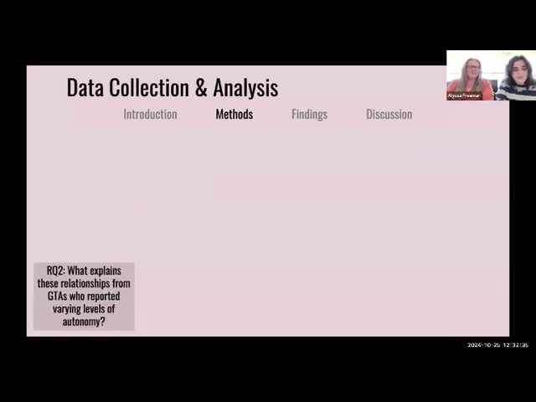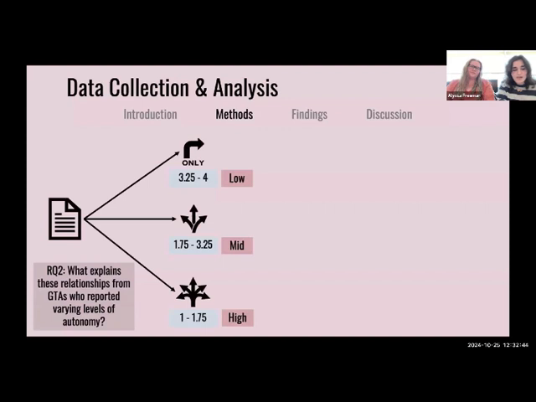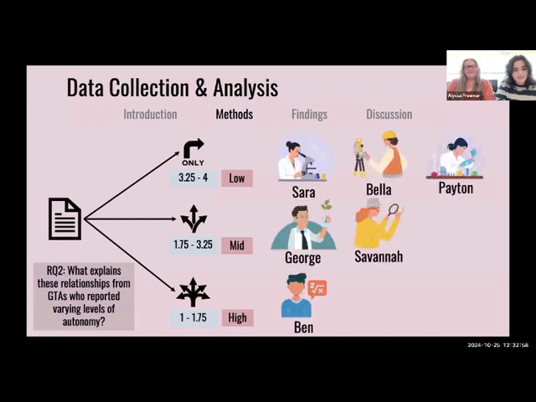For our second research question, we were interested in trying to understand the calculated correlations. From our surveys, we broke up the self-reported GTAs' autonomy and categorized them, which are represented by the arrow icons, and these icons will be present throughout our presentation. For our interviews, we wanted GTAs with different levels of perceptions of autonomy. For this presentation, we'll be focusing on the stories of Sarah and George, who are representatives of low and moderate autonomy. Sarah is a micro GTA and George is a Bio2 GTA.